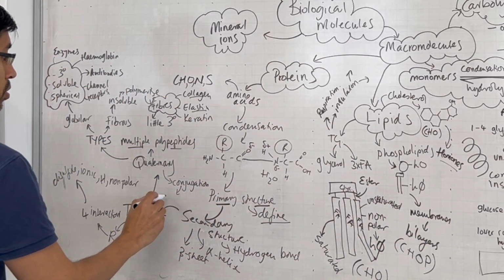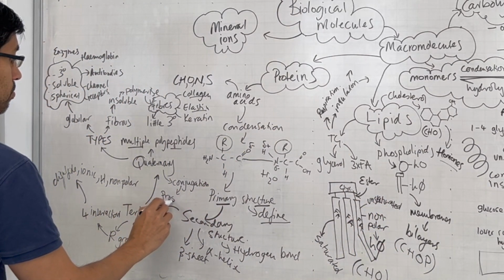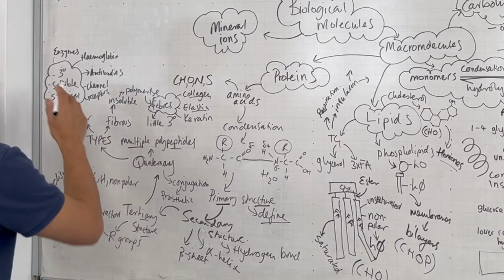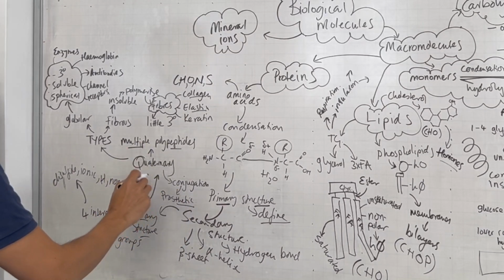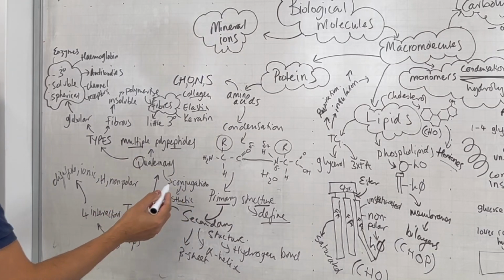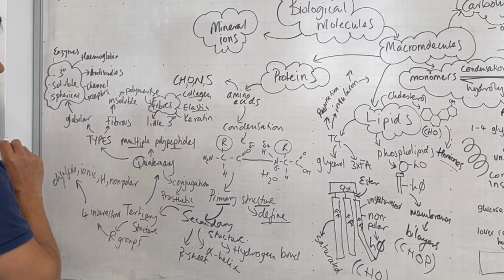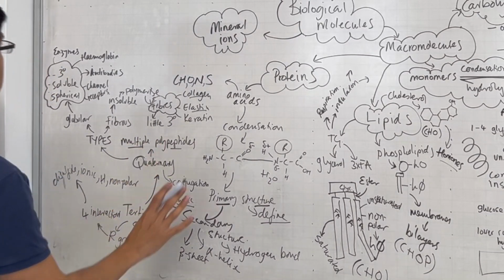So we're talking about prosthetic groups, of which hemoglobin is a good example. So prosthetic group, conjugation as being part of quaternary structure. Okay, with that said, let's move on to mineral ions.